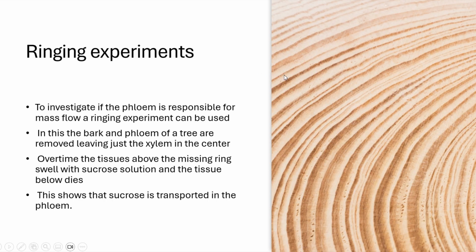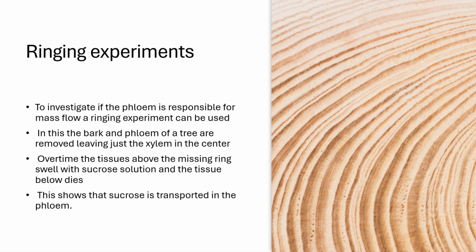Cool. Now there's evidence against the criticism here, which is ringing experiments. Ringing experiments investigate whether the phloem is responsible for mass flow. What you do is remove the bark and the phloem of the tree, so that it's just the xylem, and you see what happens. Over time, the tissues above the missing ring swell with sucrose solution, and the tissue below dies.